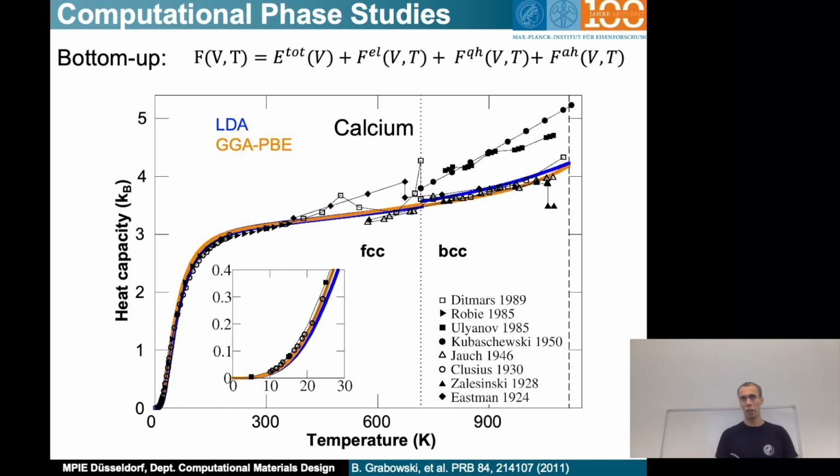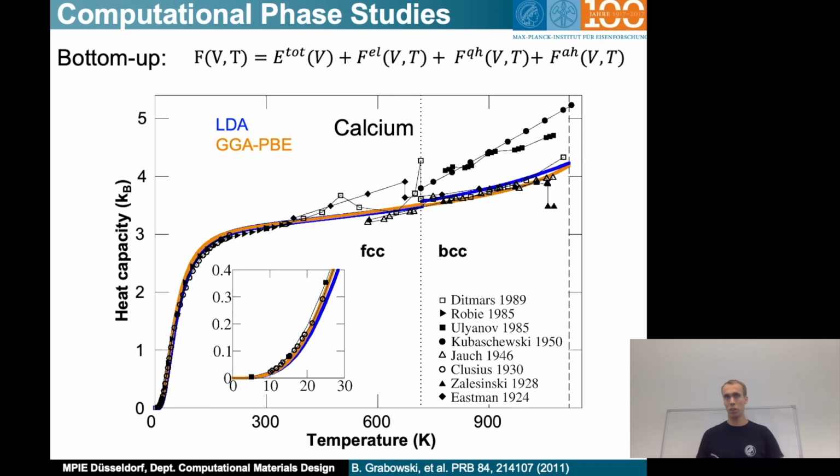And just to give you one example where we are right now, here I plot the heat capacity of calcium, so you see heat capacity over temperature. I plot a lot of experimental results, right? All the black dots are from different experimental groups, and then I plot the blue and orange line, which are two different DFT functionals. And we really nicely see that they agree quite well, right? So in particular for the FCC part, we have very good agreement. And then for the BCC part, the theoretical results agree with the lower branch, while the upper branch can be falsified with the experimental results.